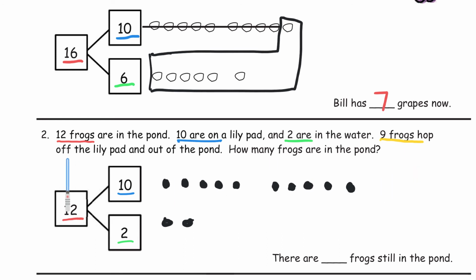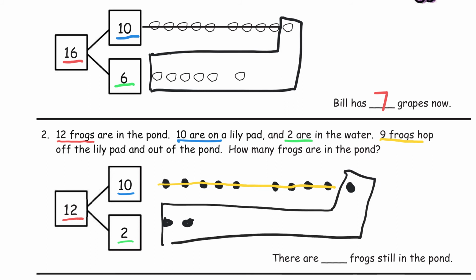9 frogs hop off the lily pad and out of the pond. So if they hop off, they're not there anymore, right? We're subtracting that. So 9 are leaving. Let's go ahead and cross out 9. So 1, 2, 3, 4, 5, 6, 7, 8, 9. Let's group together what we have left. Well, it's going to be kind of a long group there. And let's count. We've got 1, 2, 3. So we have 3 frogs that are still in the pond.